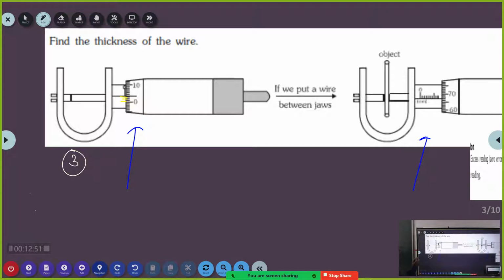Because now you know the standard screw gauge. Standard screw gauge, the least count will be what? What is the least count of this? 0.01. Yes, 0.01 what? Millimeters. Tell it properly.